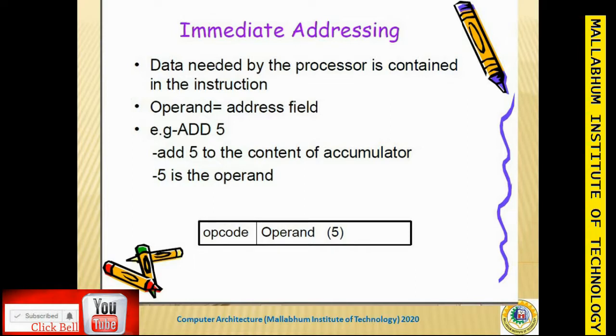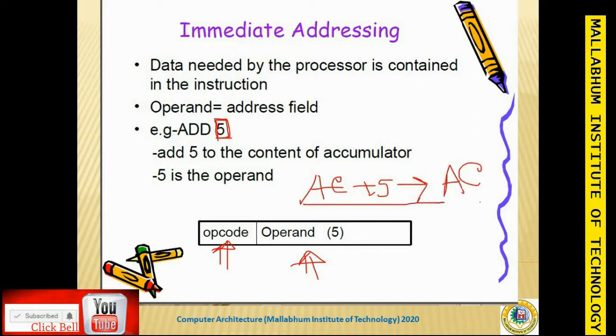Suppose for any kind of instruction, this is your opcode and this is your operand. The data needed by the processor is contained in the instruction. That means we have specified the raw data. For example, ADD 5 means we have already defined the data 5, not any kind of address or the indirect mode of address. So here we want to add the content of the accumulator with 5 and store the result in the accumulator. That is the immediate addressing mode.